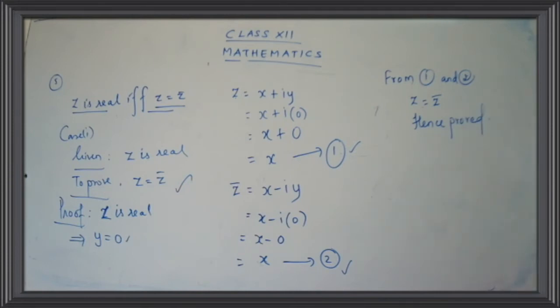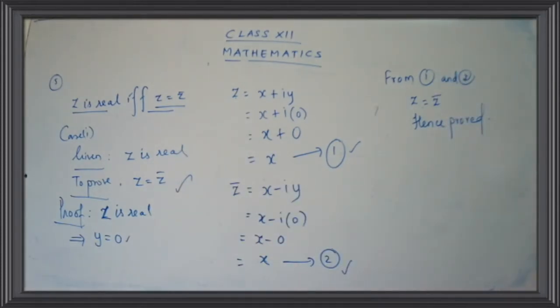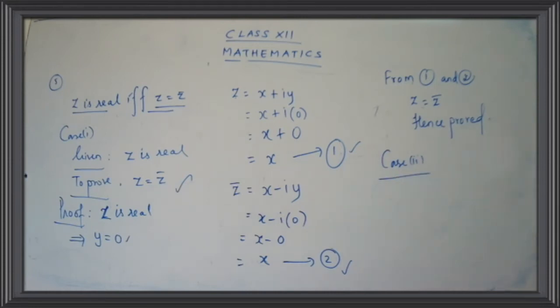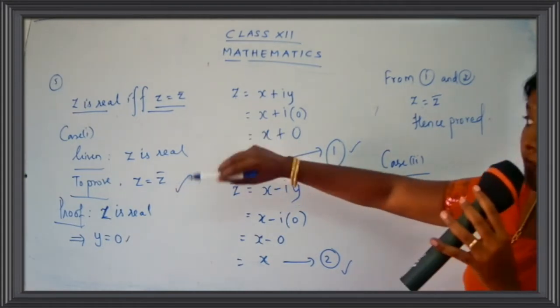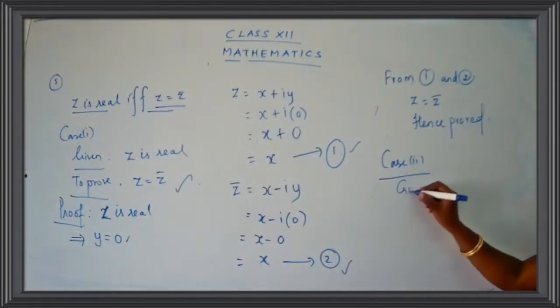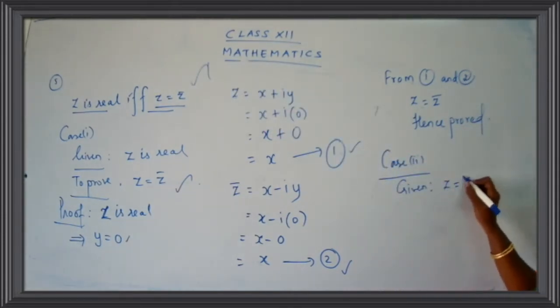So we have completed the first case. How did we start the first case? We took the given as Z is real and we proved Z is equal to Z bar. I hope you are clear with the first case. Yes, children? Okay, good. Let us continue with case 2. Already I have explained how you are going to consider case 2. Now for case 2, you have to just interchange these two. For given, you have taken Z is real. Now for case 2, you have to take the given as, what will you take? Yes, Z is equal to Z bar. Are you clear, children? Yes.